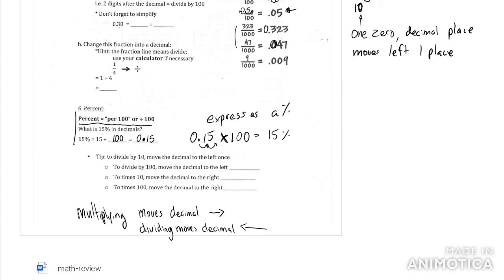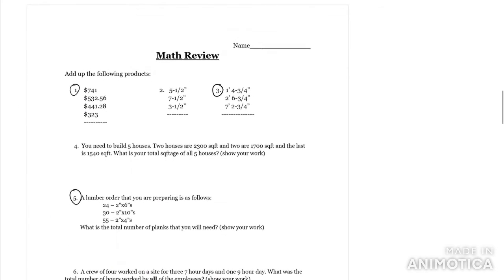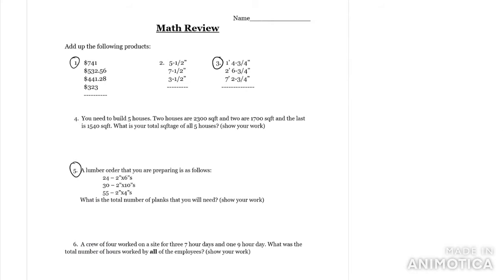So you're going to get 15, and then you add a percent sign to show that it's not 15, it's 15%. As a rule of thumb, if you're multiplying by some power of 10, like 10, 100, 1,000, etc., multiplying by any one of these moves the decimal place to the right, and dividing does the same thing, but the decimal place moves left. So keep that in mind, that's a good thing to remember. We're at about 8 minutes. I'm going to keep going into some of the questions.